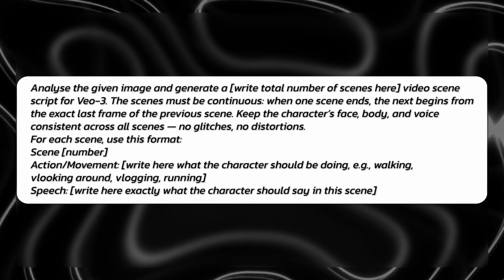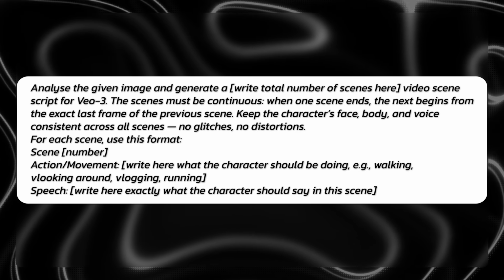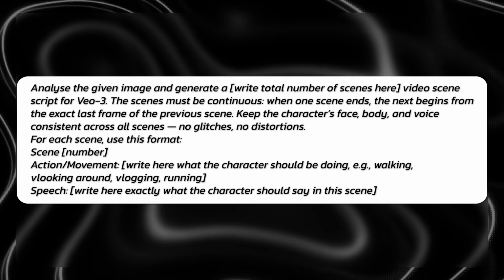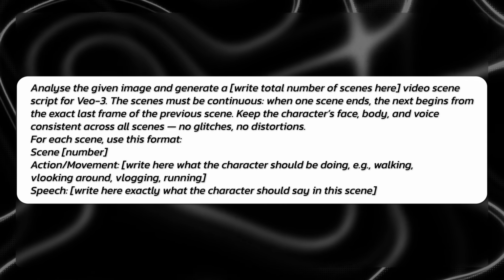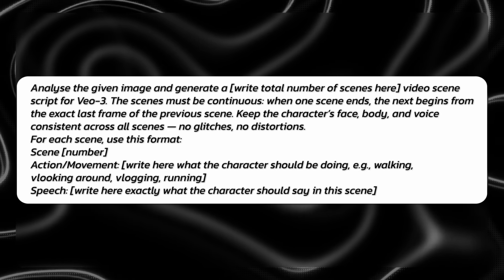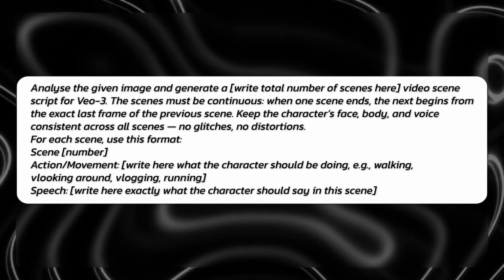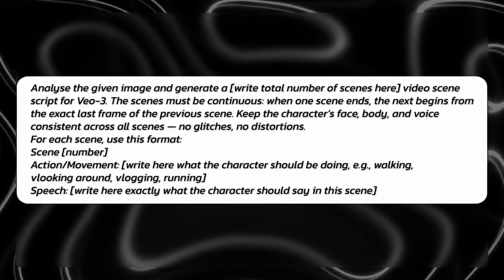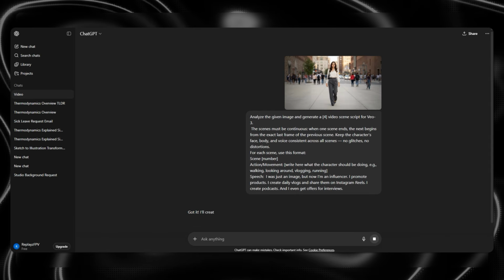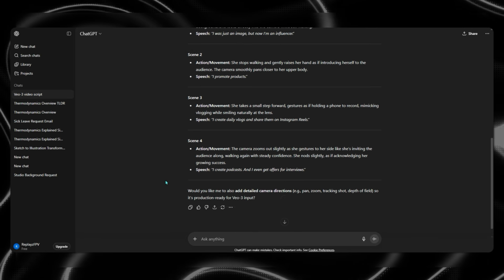In the 3-line field, write the scene number and describe the action you want the influencer to perform in that scene. Also, include the script or dialogue you want the influencer to say in each scene. Fill out your requirements using this prompt template and submit it to ChatGPT. It will provide you with a complete prompt for each scene.